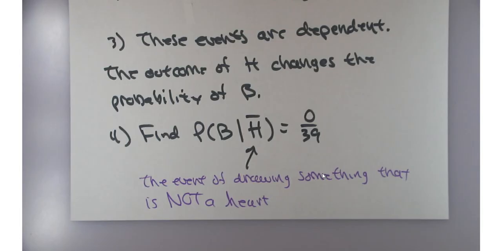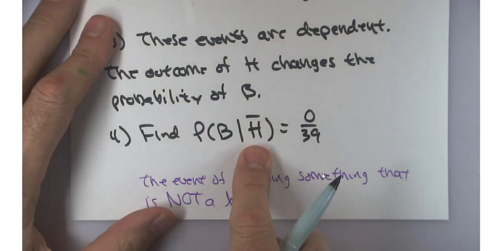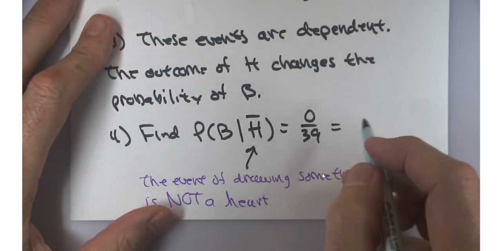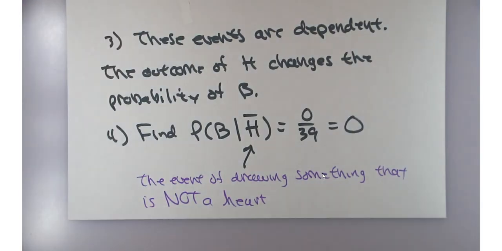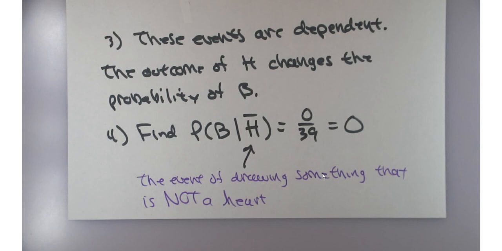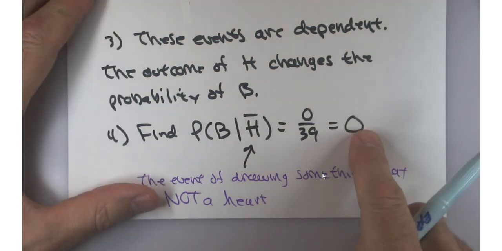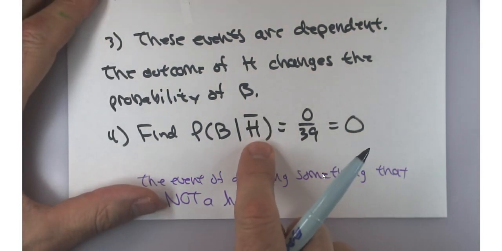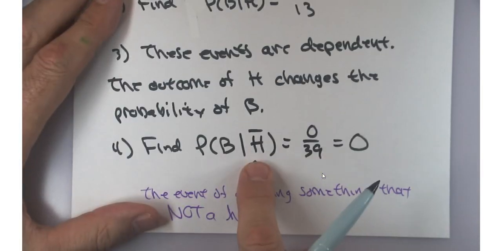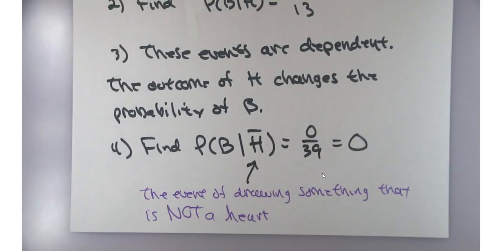I mean, the problem is telling you, oh, you didn't draw a heart. You've got some other suit, and none of those 39 cards are a heart. So you can't get the ace of hearts given that you didn't draw a heart. So again, these events are dependent. Knowledge of what happened with this event changes this probability. It was 1 in 52. Here, it's 0. So that's a drastic change for sure. Those two events are dependent.